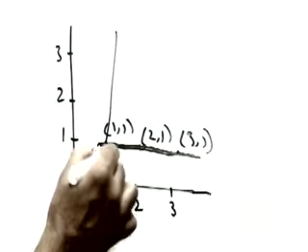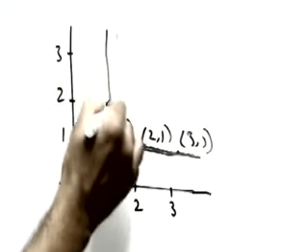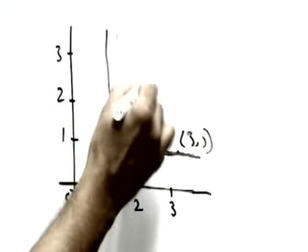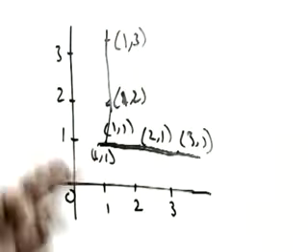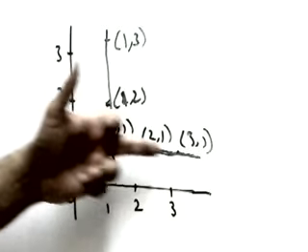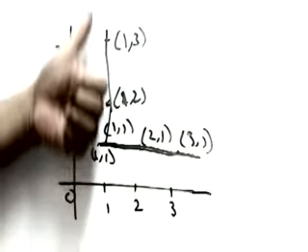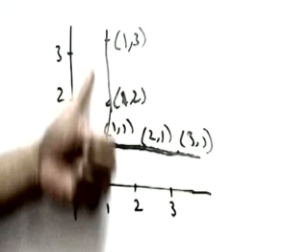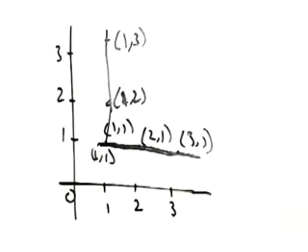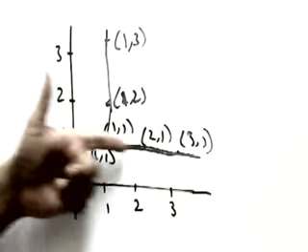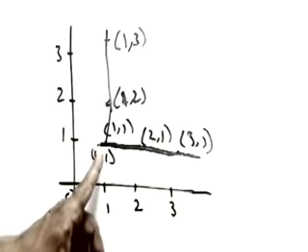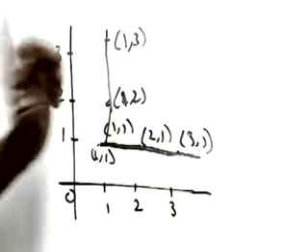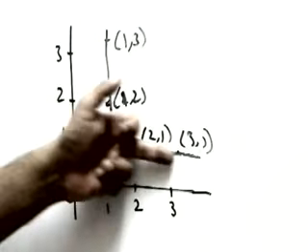Similarly, if we draw a vertical line, this is 1 comma 1, this is 1 comma 2, 1 comma 3. So we have to keep in mind that a horizontal line means x varies, and a vertical line means y varies: 1, 2, 3. If we want x in variables, we have to draw a horizontal line, and if we want y in variables, we have to draw a vertical line.